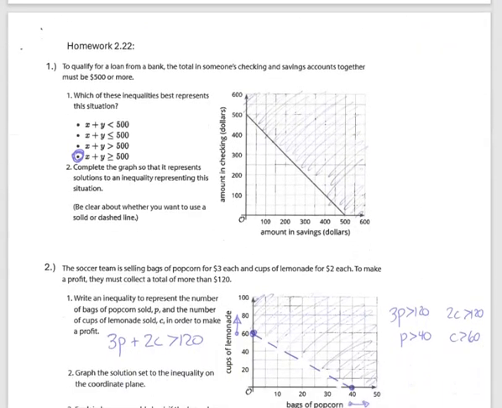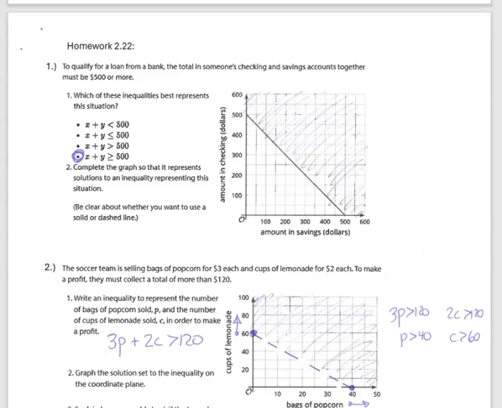Now on this one, going over the homework, it is saying that you have to have a certain amount of money in your savings and in your checking, and together it has to be at least $500. So you could have all the money in your checking or all the money in your savings. That would be (0, 500) or (500, 0). We know that $500 is enough. It says 500 or more, and that's how I knew that it had to be greater than or equal to. And then we had our shading, which was going to be all the numbers that would produce a total that would be greater than 500.